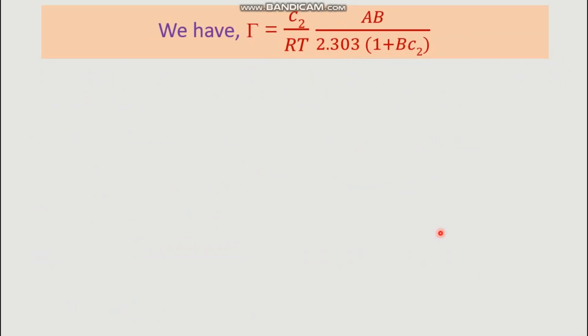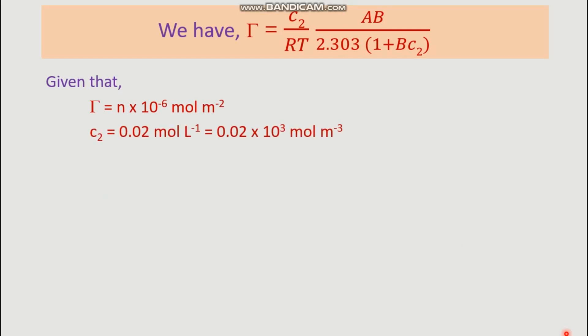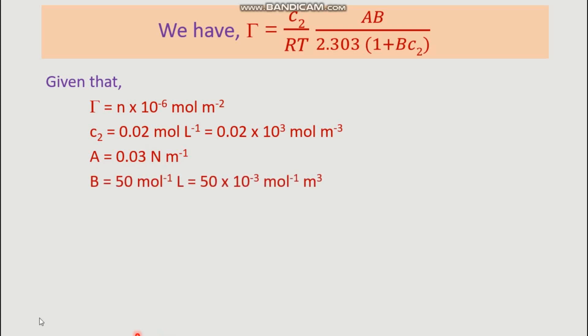In the next slide this equation appears. Now what are the values given here? Capital gamma, the surface excess, is N into 10 to the minus 6 mole per meter squared. C2, the concentration of the solute, is roughly 0.02 mole per liter, and since it is mole per liter you have to convert it into SI unit, so 0.02 into 10 to the 3 mole per meter cube. A, the constant, has the value 0.03 in SI unit, but B is not given in SI unit. It's 50 per mole per liter, that is liter per mole.